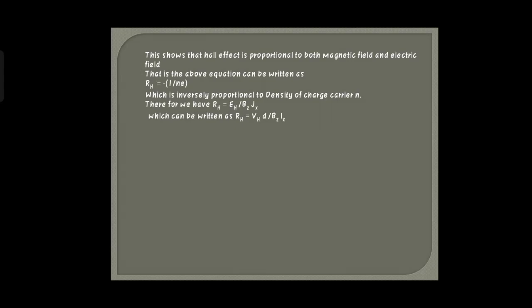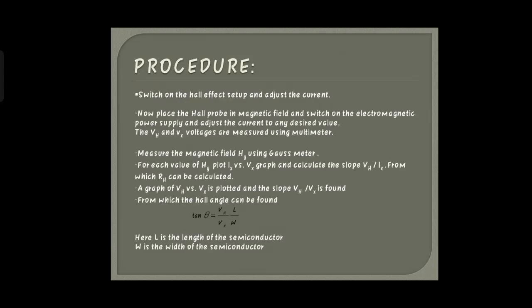Now let's look into the procedure of our experiment. Firstly, we have to switch on the Hall effect setup and adjust the current. Now we have to place the Hall probe in the magnetic field, switch on the electromagnetic power supply, and adjust the current to any desired value. The VH and Vx voltages are measured using a voltmeter. Measure the magnetic field Hy using a Gauss meter.